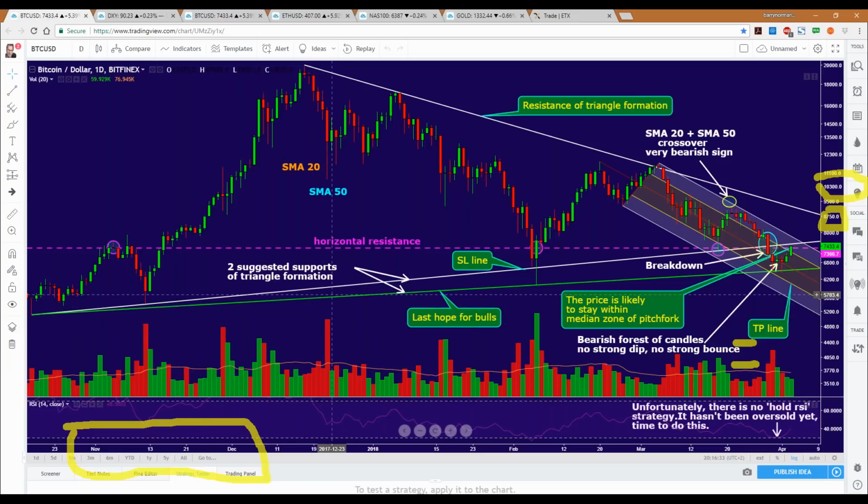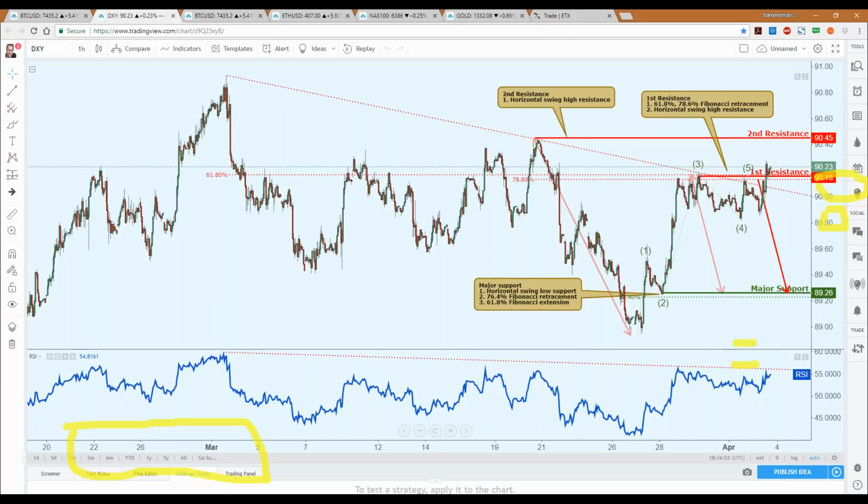Okay. This is an entire strategy, which is including the RSI. And see, like I said in my notes here, unfortunately, there is no RSI hold strategy. It hasn't been oversold yet at this time. So we're waiting here now for RSI to fall below the 30. Again, here, RSI has been used in our other strategies here.